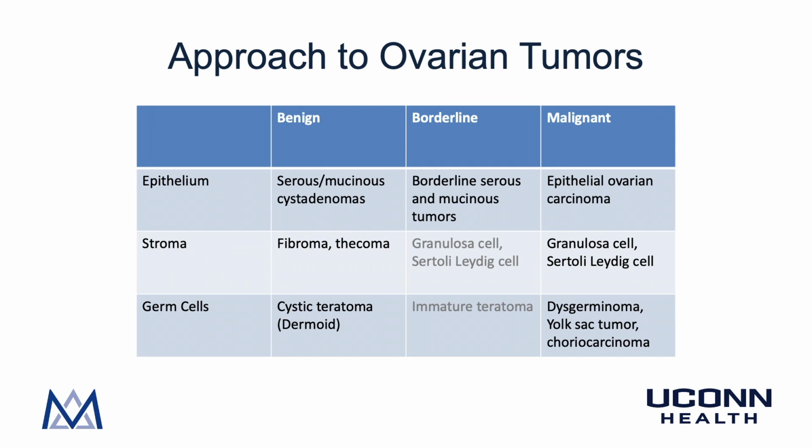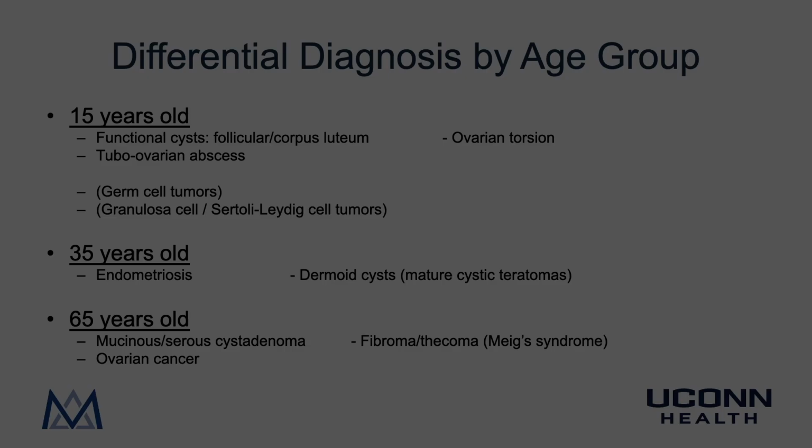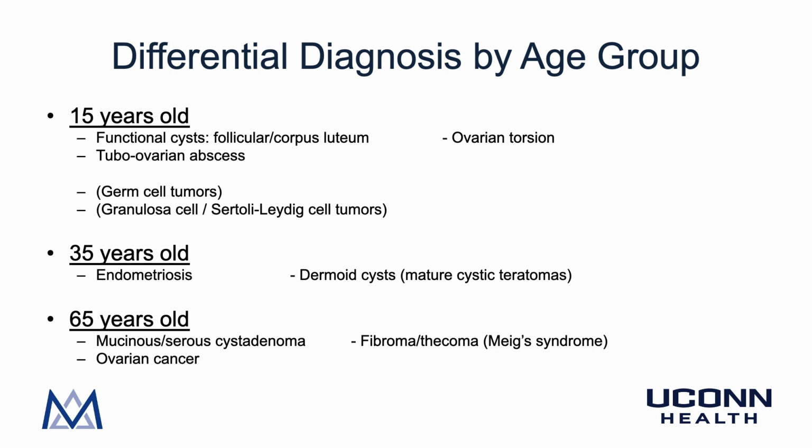Okay, now with all of this in mind, let's think about what this would look like in terms of a differential diagnosis by age group for ovarian neoplasia. In this slide, we break down the more common ovarian neoplasia growths or tumors by age group. In the first age group of 15 years old, the most common growths in the ovary are going to be functional cysts, and these would include follicular cysts and corpus luteum cysts.